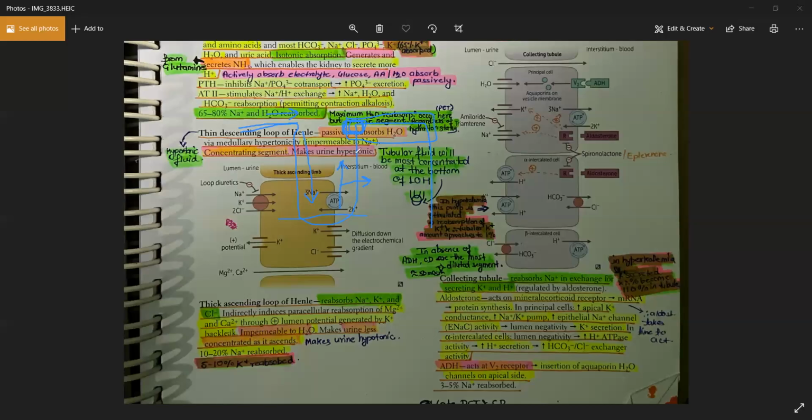Do note this fact also. Step 1 can ask you this. So you have the reabsorption of sodium, potassium, and chloride. You will also have absorption of magnesium and calcium through a positive lumen potential generated by the potassium backleak. This portion is impermeable to water, so it makes the urine less concentrated as it ascends, making the urine hypotonic. 10 to 20% of the sodium is reabsorbed through this part, and around 5 to 10% of the potassium is reabsorbed through the ascending loop of Henle. And as the urine ascends to the very high point, that is in the DCT, the urine becomes maximally diluted. Any doubt, please ask.